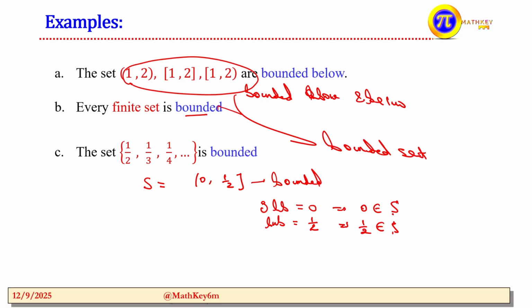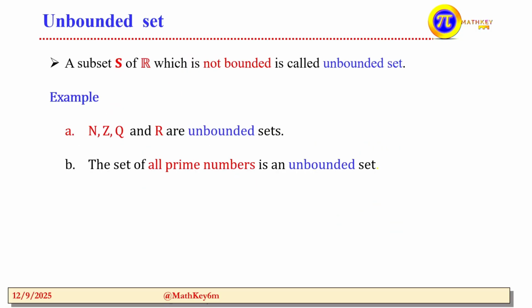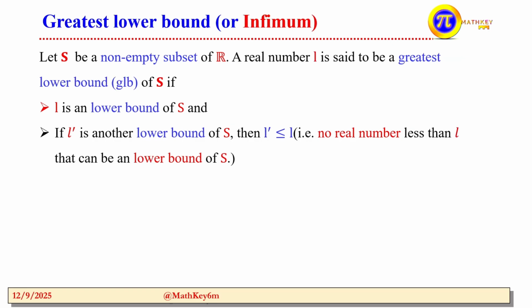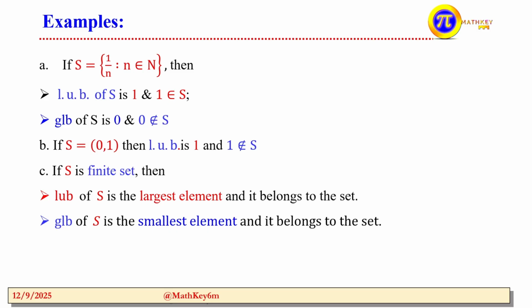What is that? The least upper bound as well as the greatest lower bound of the given set. The least upper bound we sometimes call the supremum, and the greatest lower bound we call the infimum of the given set. You can consider a different example for this.